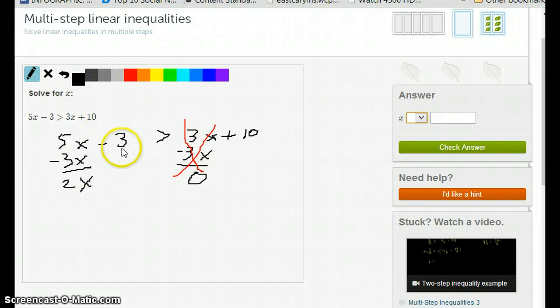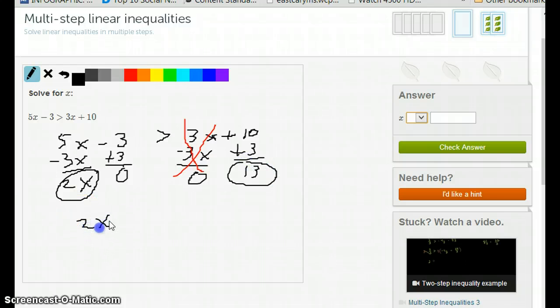Now what about the minus 3 and the 10? Well, we want to throw everything to the right side because we have the x on the left side. We want everything else on the right side. So we're going to get rid of this negative 3 by adding a 3 to both sides. So this will turn into 0. This will turn into 10 plus 3, which is 13. And then what's left is we have a 2x and we have a 13. 2x is greater than 13.